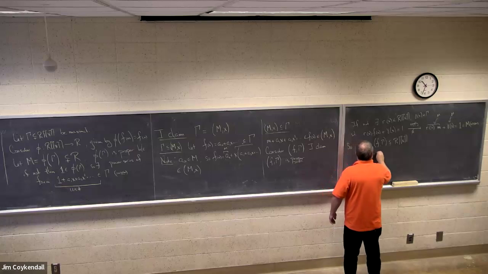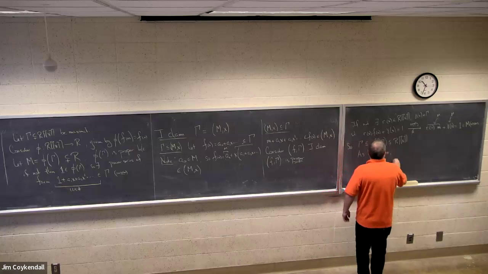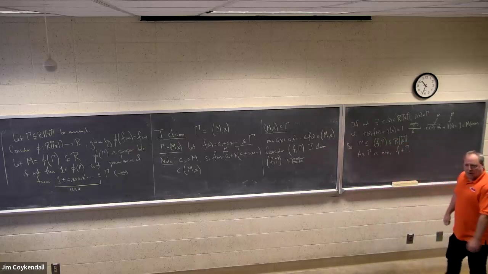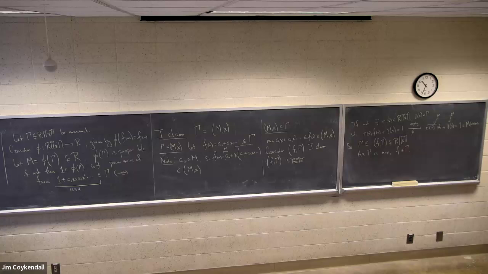As gamma is maximal, f is in gamma. And there we go. So any arbitrary prime ideal has to be of the form (M, X).